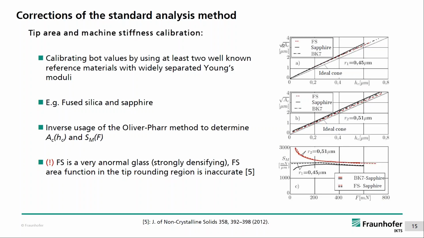And this is then finally how such an area function looks like. So this is contact area over contact depth, and if it would be ideal, it would be the dotted line here, and this is the real area function. So it's not perfect, but once you have this calibration function, you can use it, and everything is perfectly fine.